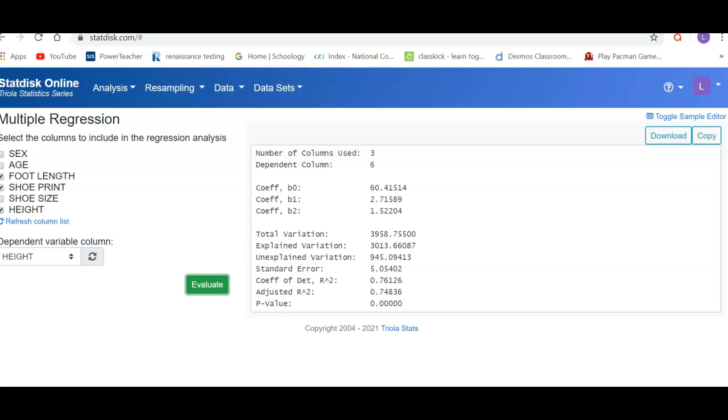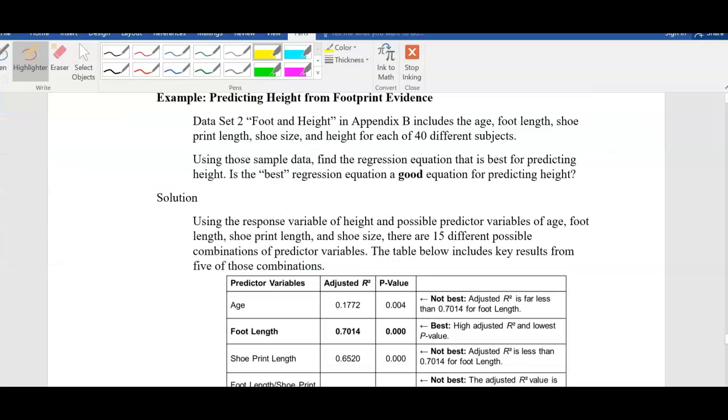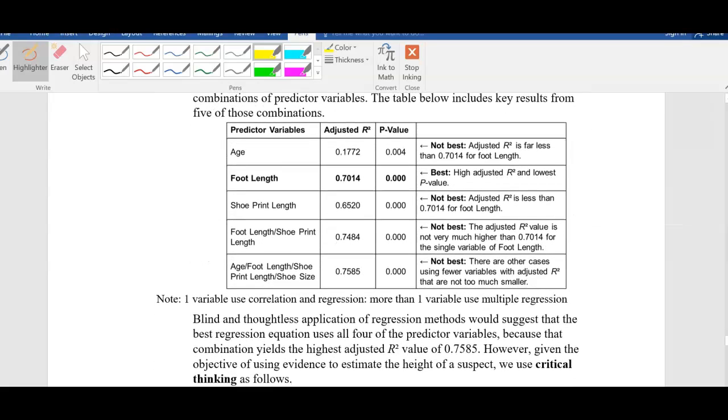Now let's look at age, all of them. Not sex, I don't think. So age, shoe size, foot length, there we go. Evaluate, and we have an adjusted R of 0.7549. Now, I know that this one is the best, but is the difference large enough to overcome everything else? So we look at age, and that's 0.172. That's really low. So we know this is bad. Whoops. So we cross him off.